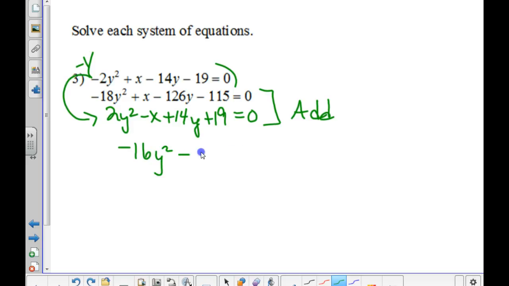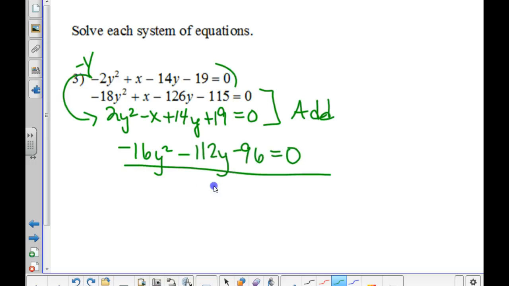2x squared. 126 and 14, 112. And 96 maybe? Okay, which is all nicely divisible by negative 16. I think that all that program does is make numbers really big and obnoxious.